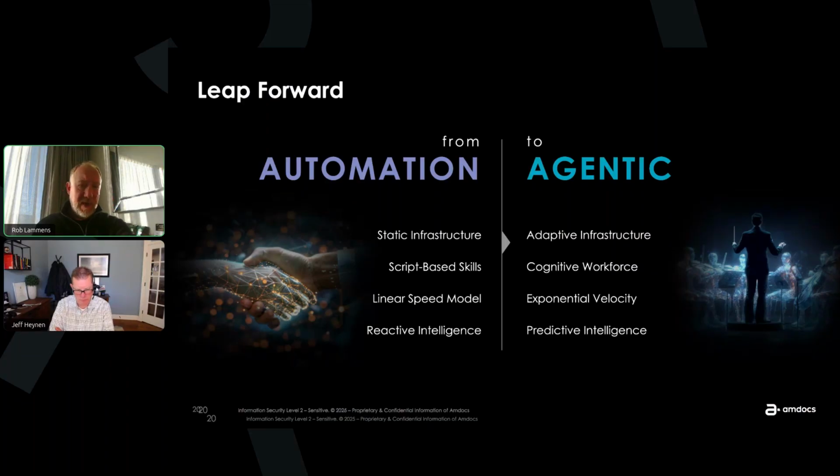From a linear speed model, we see exponential velocity as we implement our agentic AI approach. And obviously from reactive to predictive intelligence in our operations space, knowing what's happening in the network before it actually happens and responding appropriately and proactively to the customer when we see something going on.